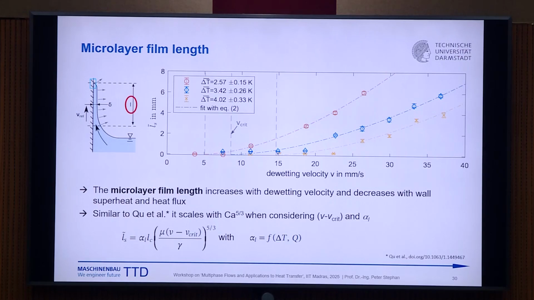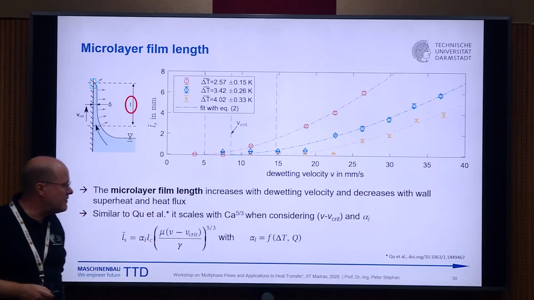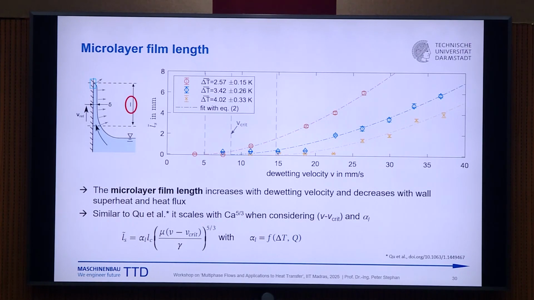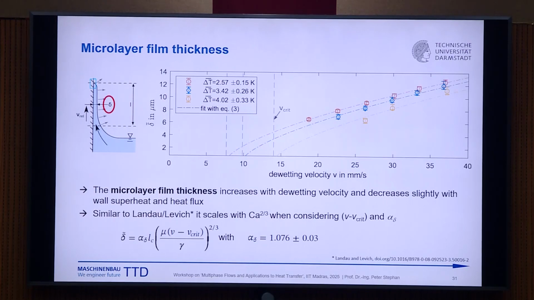This correlation, the capillary number, scales with the power of 5 divided by 3. So it seems to be rather universal. And the microlayer thickness delta also scales quite nicely with the capillary number to the power of 2 over 3. You see that the thickness is increasing with the velocity, and again the thickness of the microlayer is decreasing when we increase the superheat.